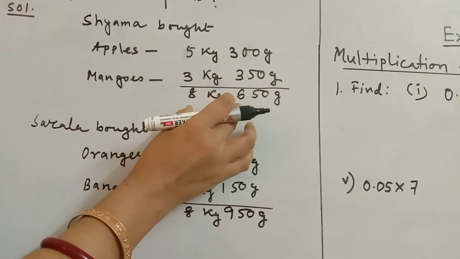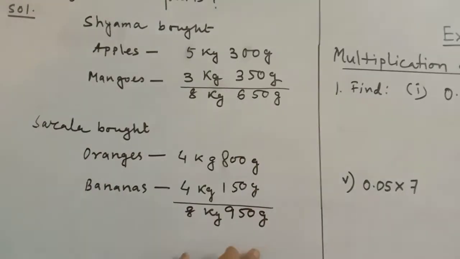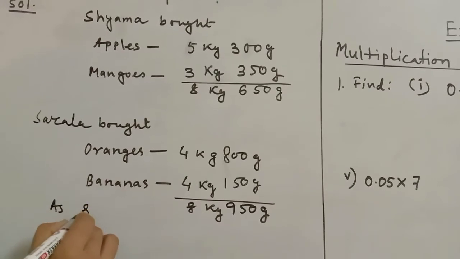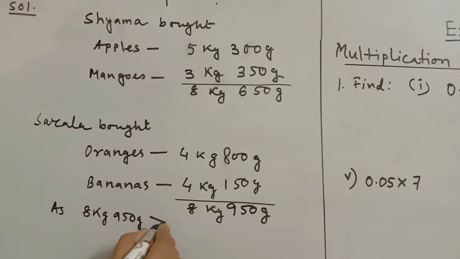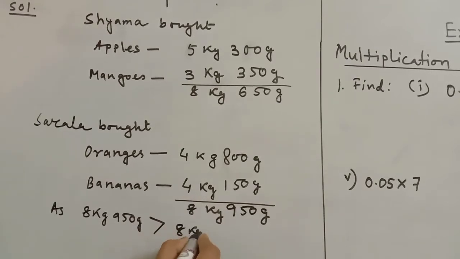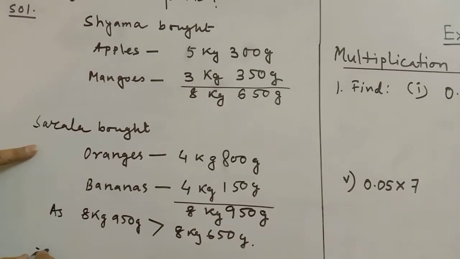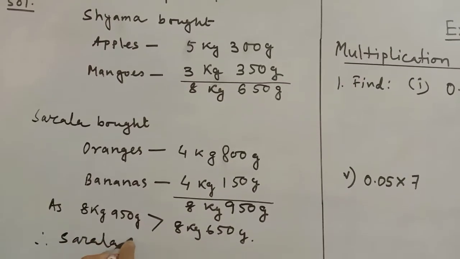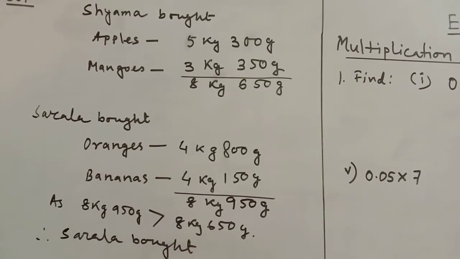So 8 kg 950 gram and 8 kg 650 gram. Which one is more? You can easily compare it: 8 kg 950 gram is more than 8 kg 650 gram. Therefore, who bought more fruit? Therefore, Sarala bought more fruit.